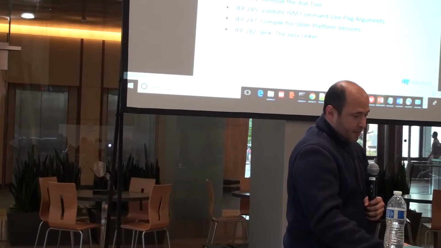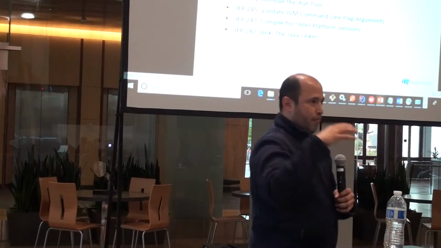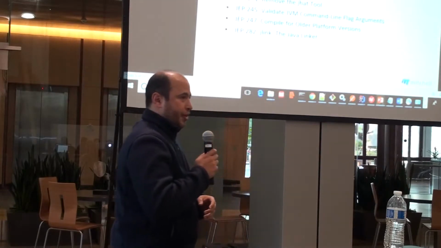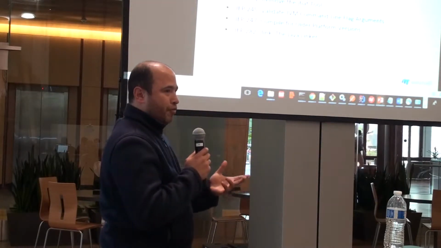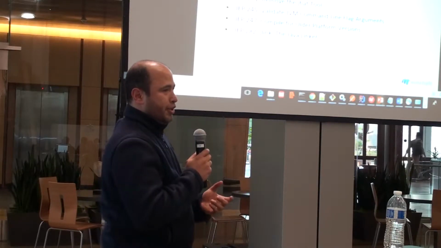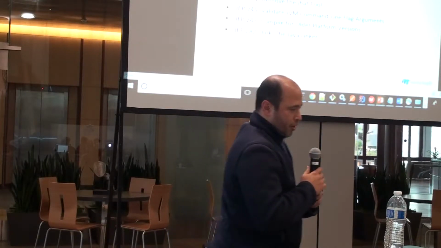The JLink, this is one of my favorites. I will show one JLink example of how you can reduce the size of the JRE. Before, when you used Docker, we had to download the full JRE that is 160 megabytes or something or more. Now we don't need that. I will show one example of that.